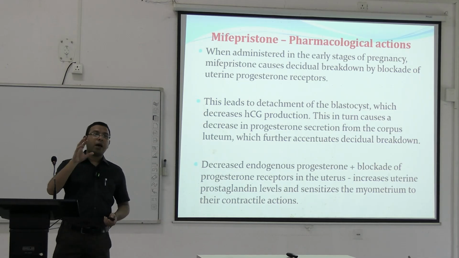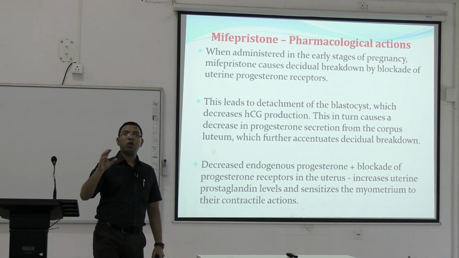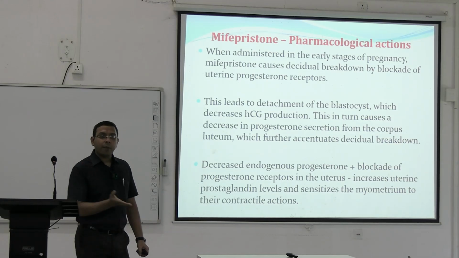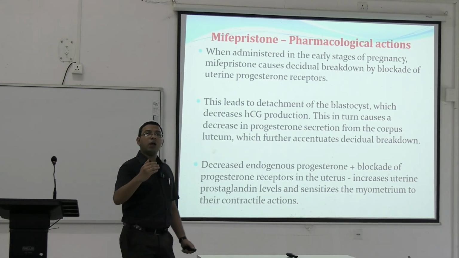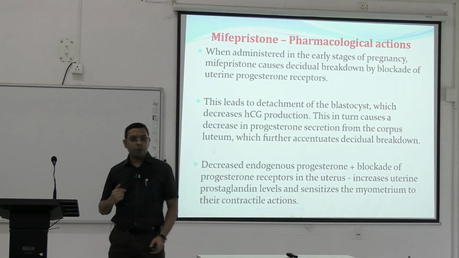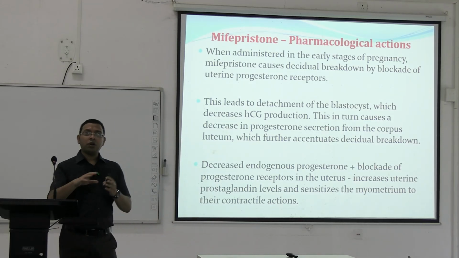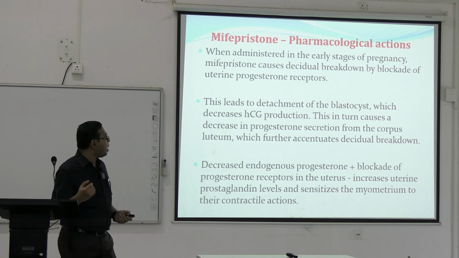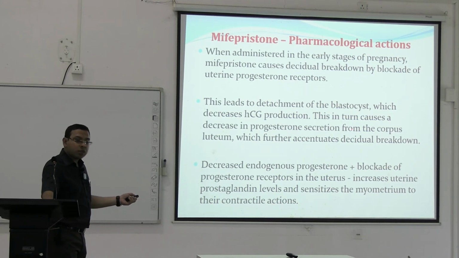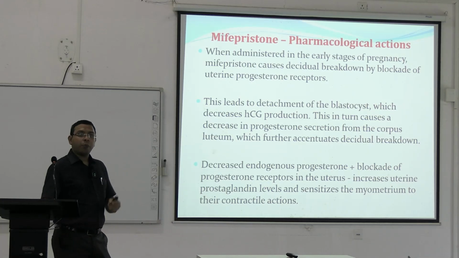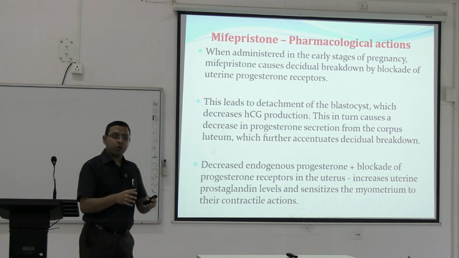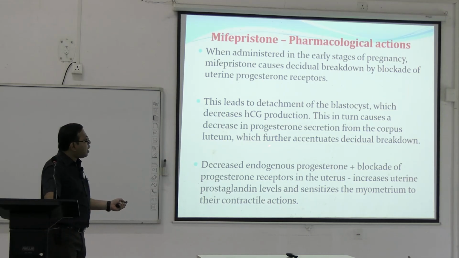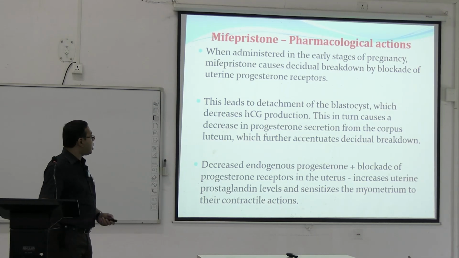Whenever the blastocyst is formed, human chorionic gonadotropin is secreted from it, and this hCG ultimately comes to the maternal blood and leads to more secretion of estrogen as well as progesterone, which ultimately causes the continuation of the pregnancy. So this hCG production also falls as the blastocyst becomes detached. This in turn causes a decrease in progesterone secretion from the corpus luteum. Progesterone is not secreted from the corpus luteum, which is very important for the continuation of pregnancy, and this further accentuates the decidual breakdown.